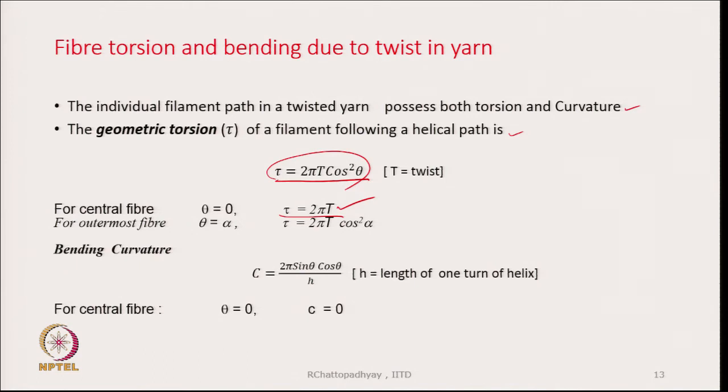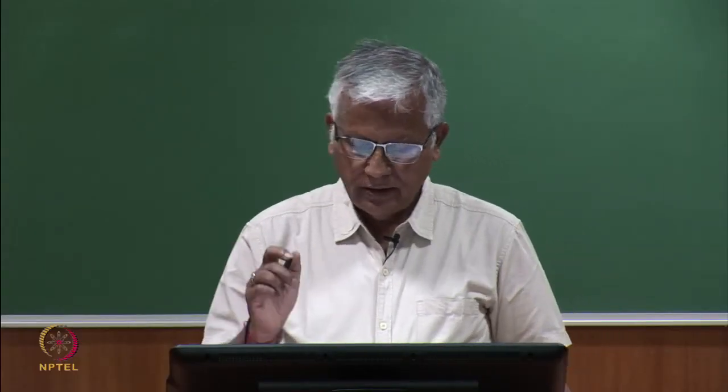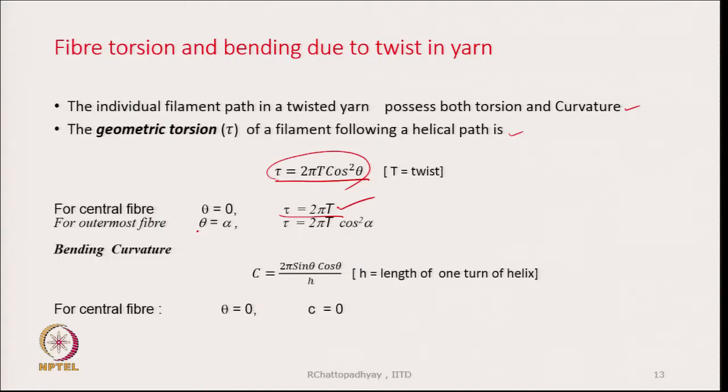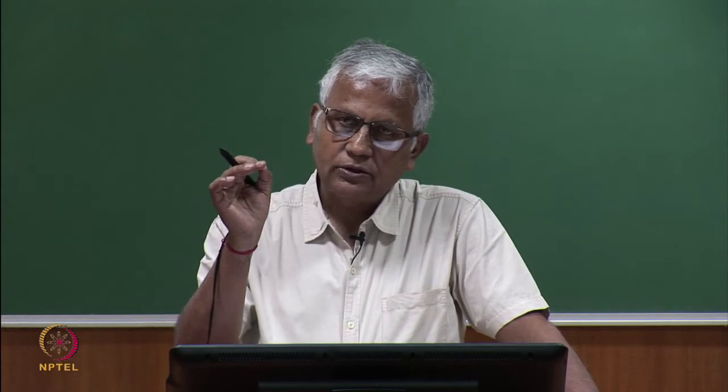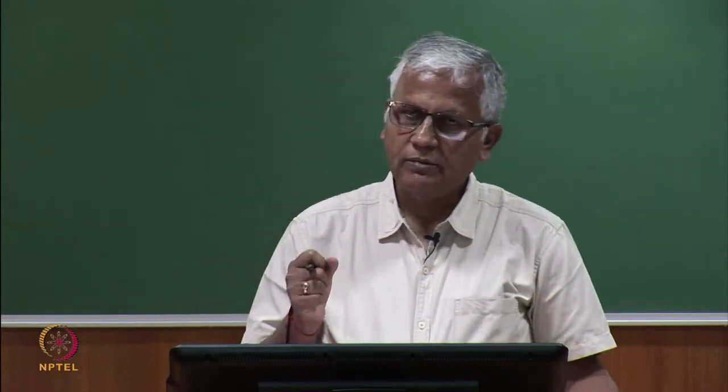Though inclination with respect to the yarn axis is going to be 0, because it is at the center part of the yarn, and for the outermost filaments theta is alpha, the torsion is going to be 2 pi T cos squared alpha. So, that means the torsion value of a fiber which is on the surface of the yarn is less in comparison to the filament, or the fiber which is at the center point, that will have maximum torsion.